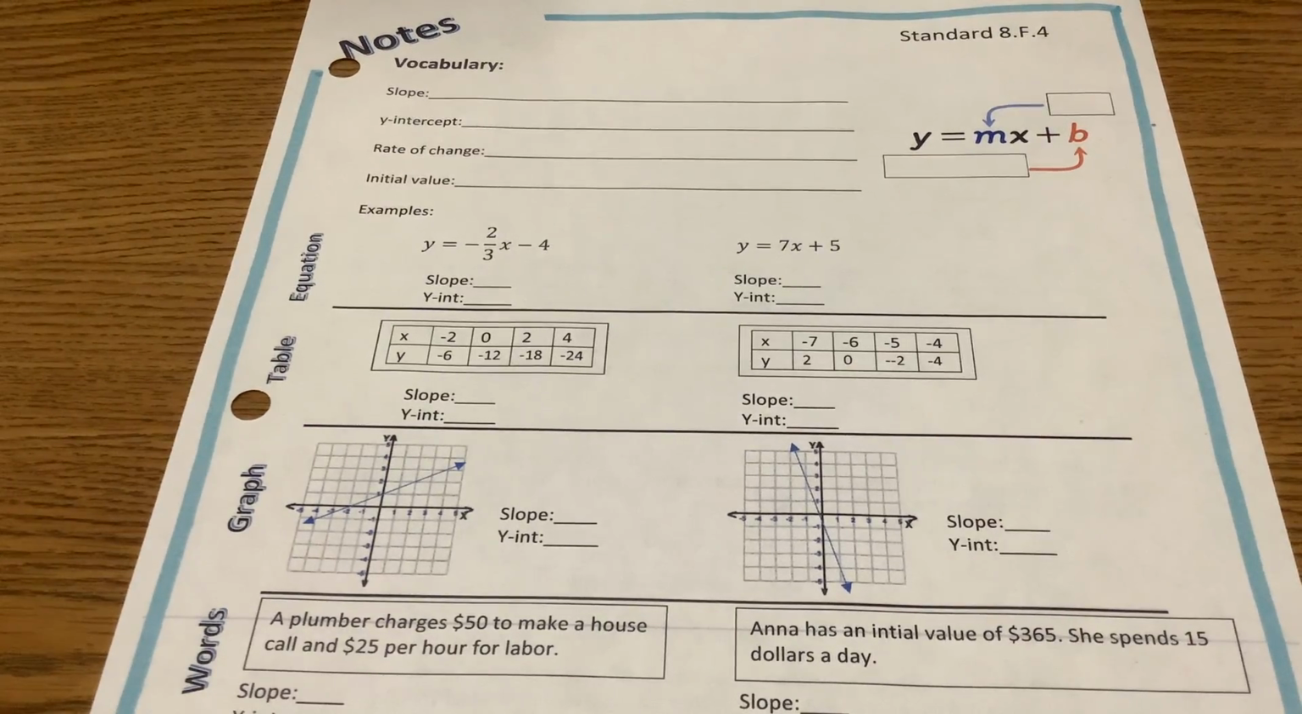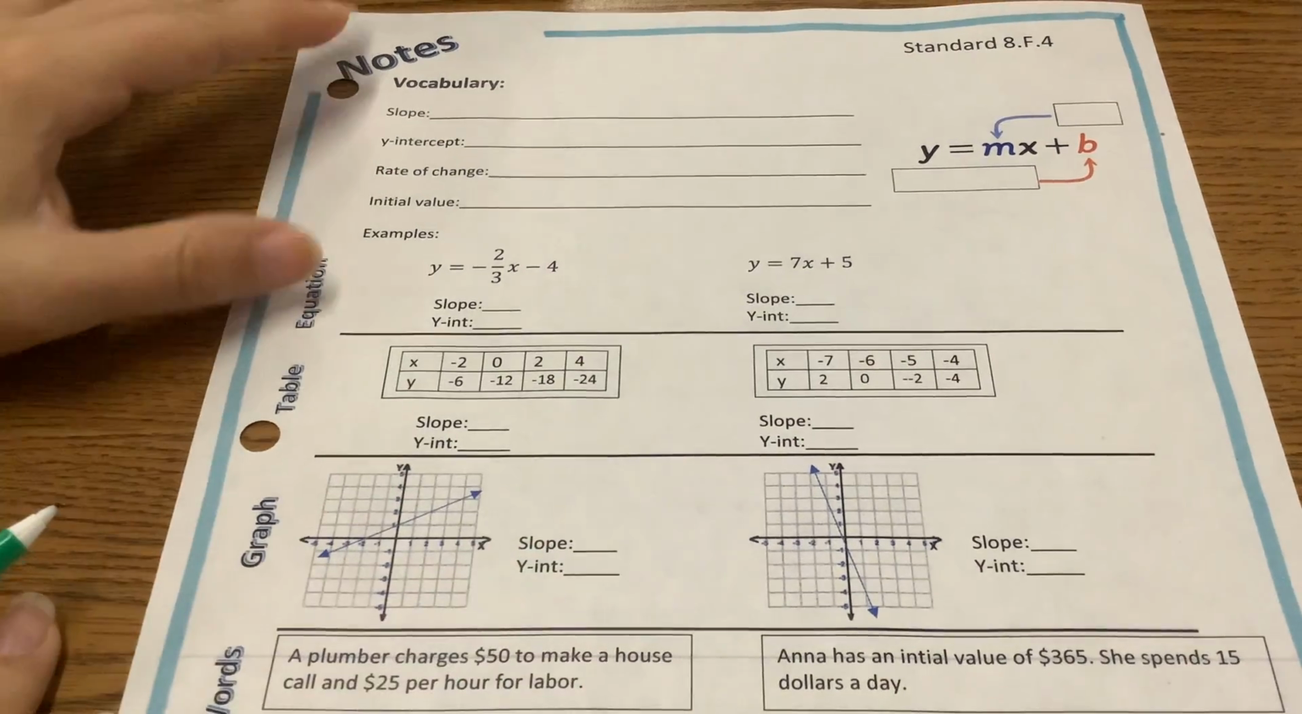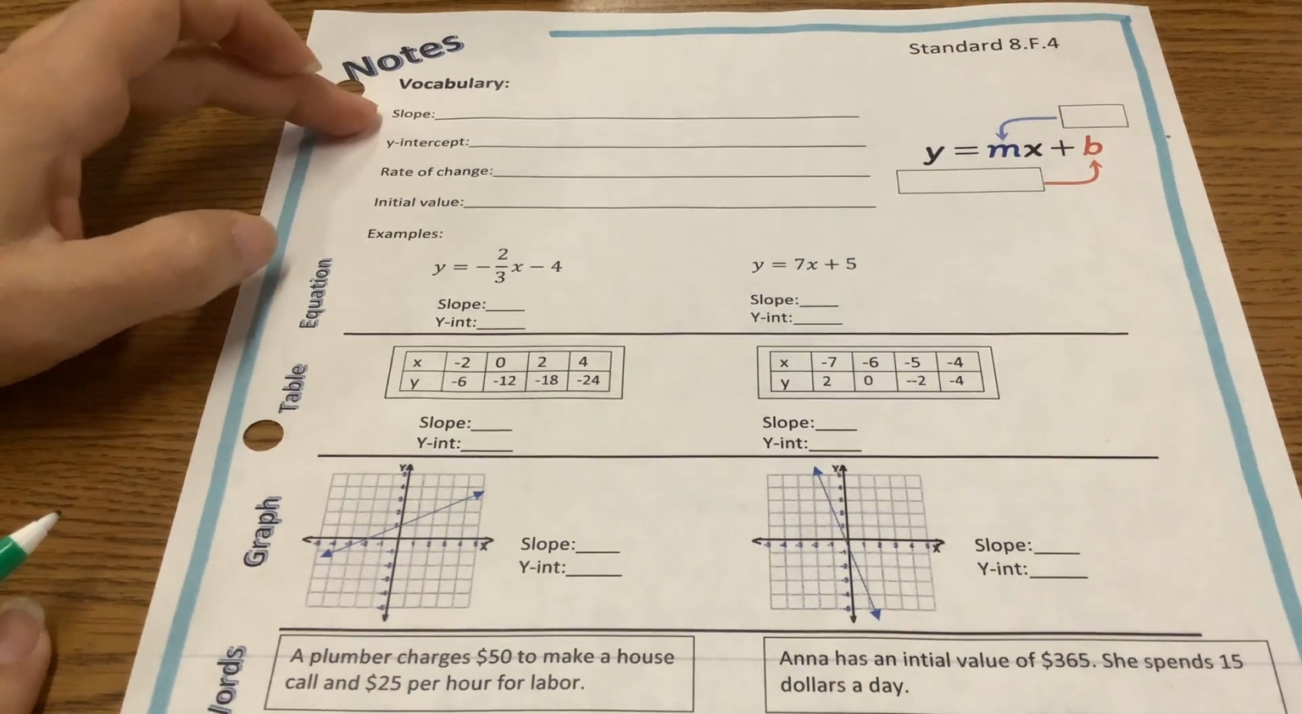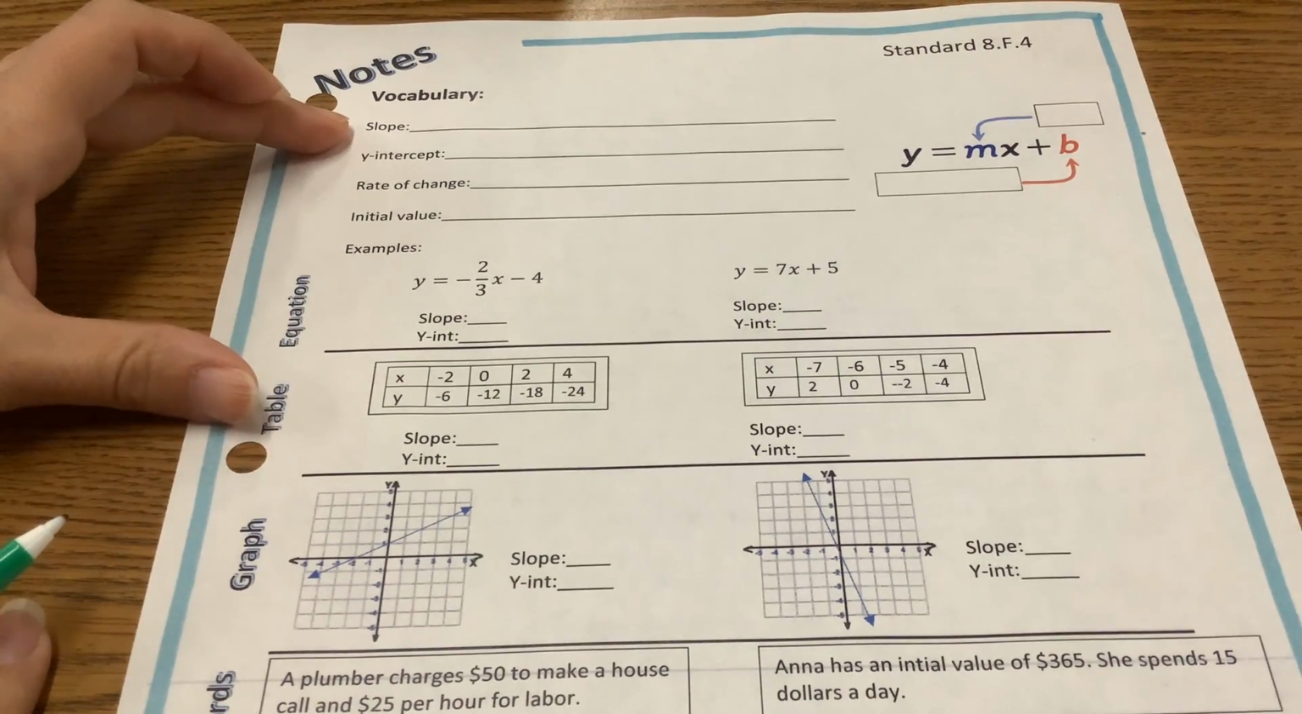All right, so our notes this week are going to feel very similar to last week. We're still talking about slope and y-intercept. For our vocabulary, we have slope, y-intercept, rate of change, initial value. What is slope? The rate of change.